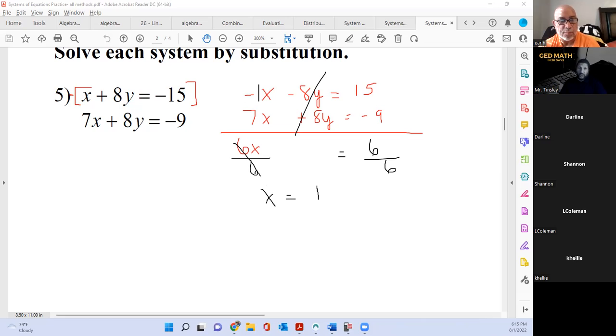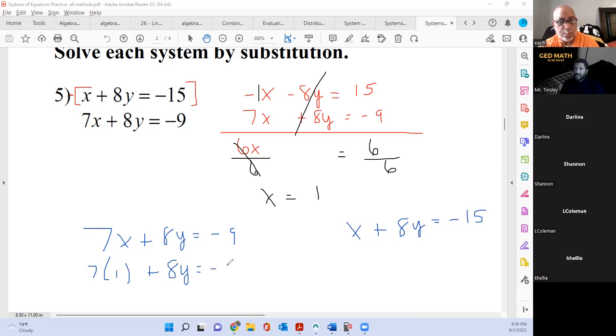So I'm going to plug into the first one. So I'm going to change my color to blue. My first equation was x plus 8y equals negative 15. Matter of fact, I'm going to plug it into both of them so we'll actually see that they both work. Okay, x is 1. So instead of x, I'm going to put 1. So 7 times 1 plus 8y equals minus 9. 1 plus 8y equals negative 15. Okay, so we're going to simplify. 7 times 1 is what? 7.